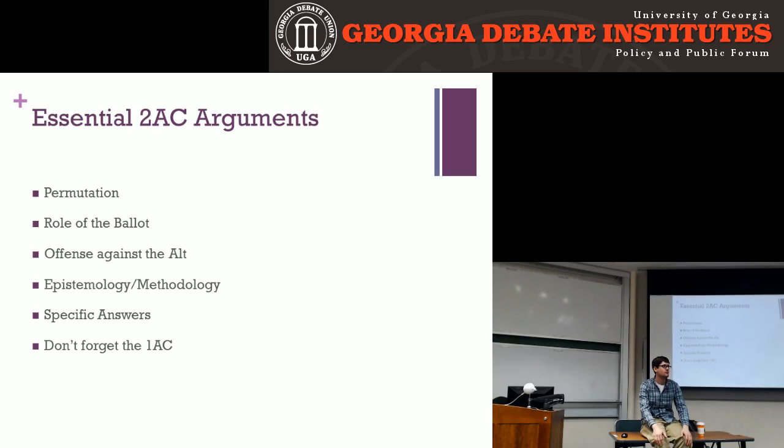There's a variety of different approaches you can take to permute the critique. The main thing is just make sure that you include a permutation so that you can combine the elements of their criticism with the parts you can recover.